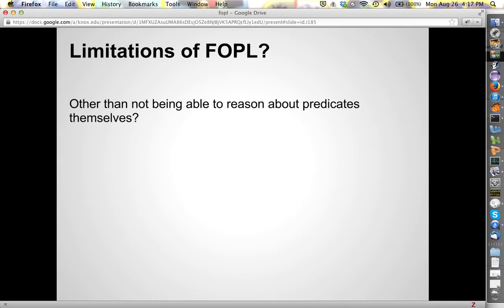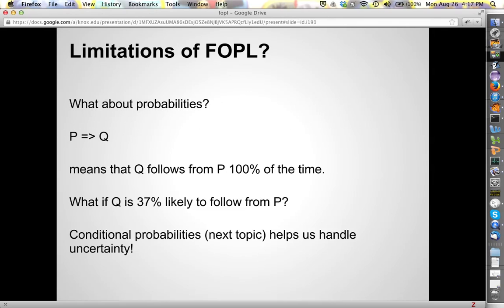Other limitations, other than not being able to reason about predicates. What about probability? If we have P implies Q, this means that Q follows from P 100% of the time. But what if Q is 37% likely to follow from P? For example, sunny days follow other sunny days. That's probabilistically true, but it's not always true, because eventually there's going to be a cloudy day, based on the barometric pressure and whatever else. This idea of conditional probabilities is something that we're actually going to cover when we talk about conditional probabilities. That's going to be the next topic.